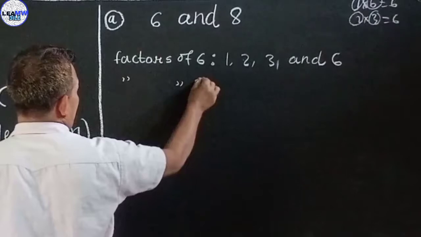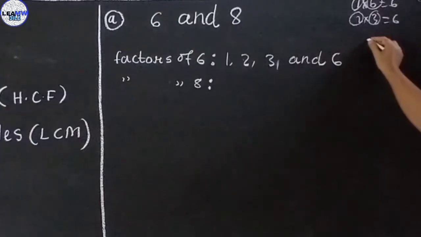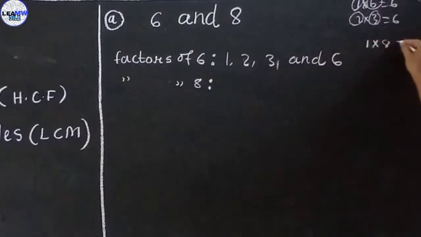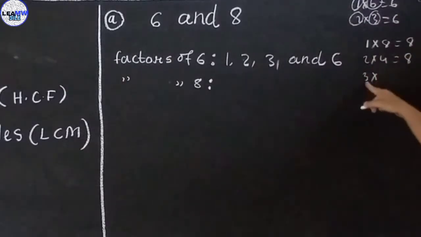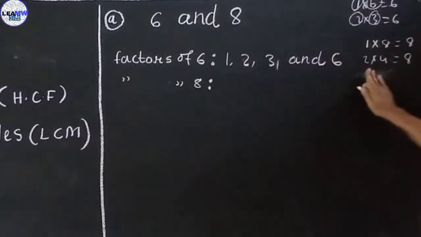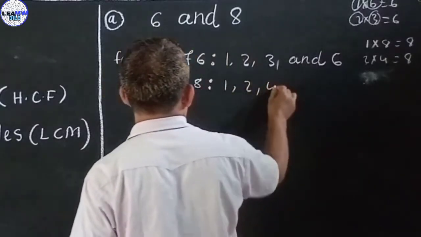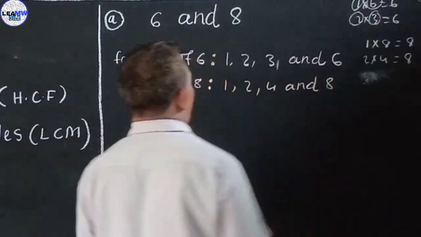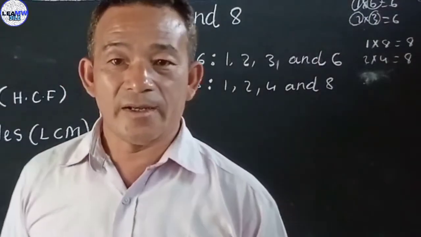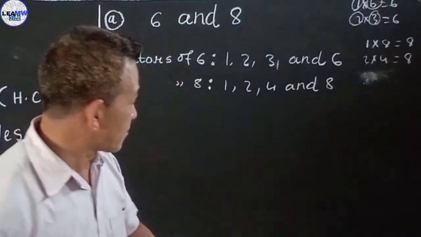Factors of 8. Again I am repeating the same method. 1 times 8 is 8, 2 times 4 is 8. Is 3 a factor of 8? 3 times 2 is 6, 3 times 4 is 12. You are not going to get 8. That means 1, 2, 4 and 8 are the factors of 8.